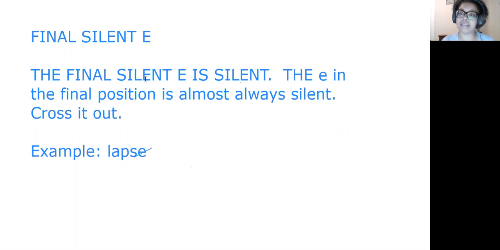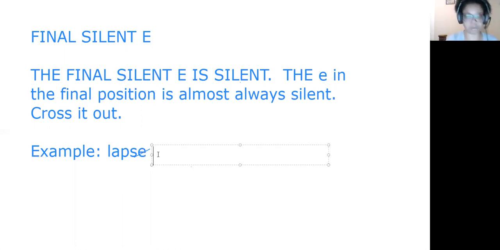The final silent E is silent. The E in the final position is almost always silent, and we would code it with a cross by crossing it out because you do not hear it being pronounced. Let's look at some examples here. Laps. Let's say it. Laps. We don't hear that final E. It's silent. L-A-P-S-E is how it's spelled, but when you're pronouncing it, laps, you do not hear that E in the final position. So it is a final silent E word.